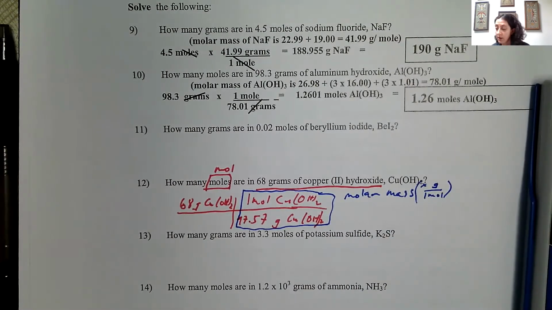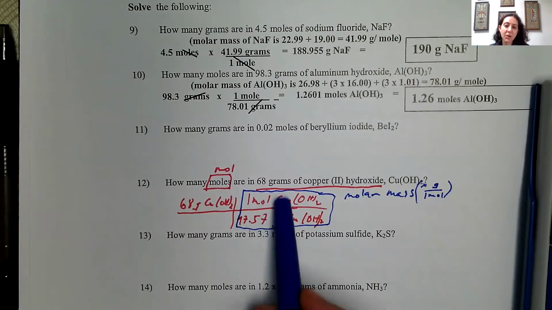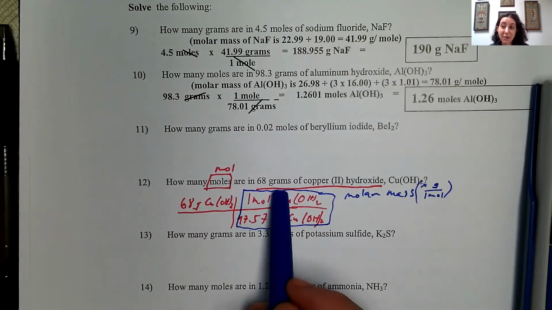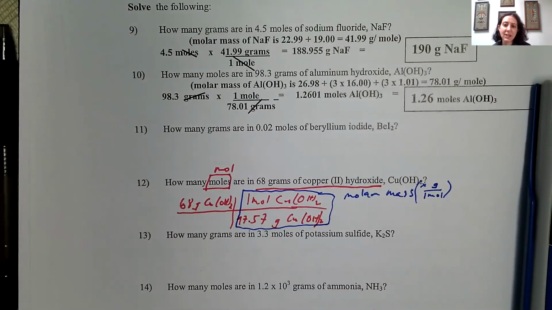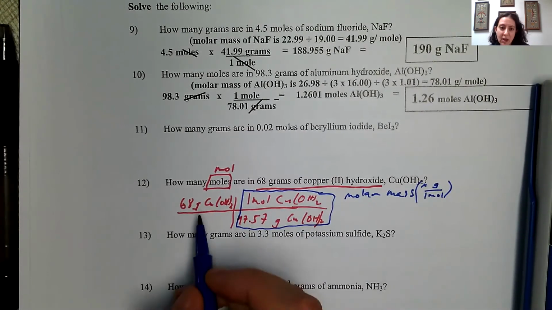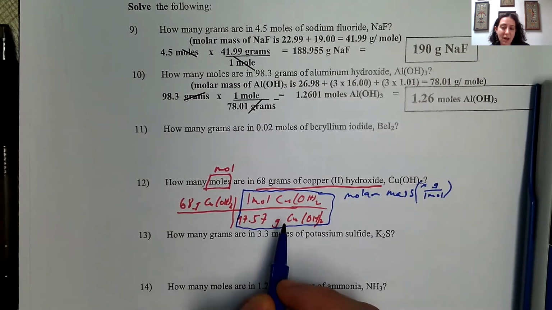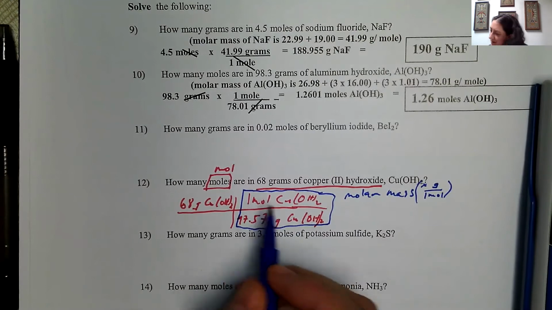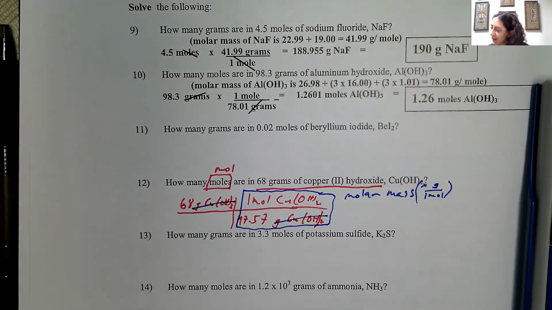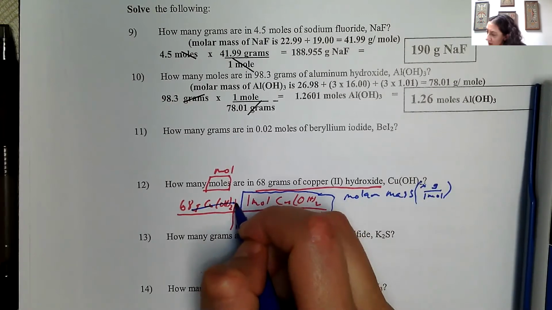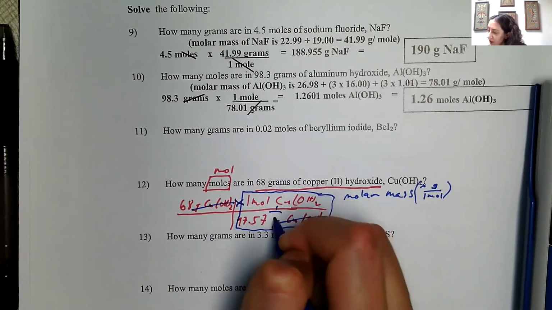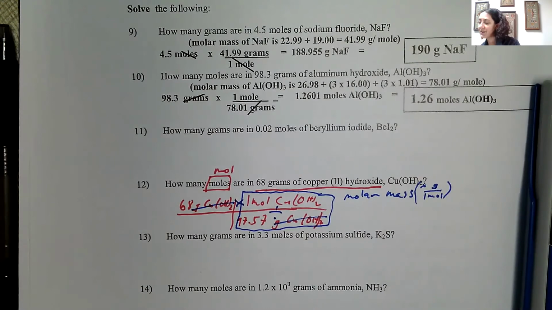Now, the reason that I put the grams on the bottom this time instead of the moles, I flipped it upside down from how we normally see it, is because I need grams to cancel. So I've got grams of calcium hydroxide on top, and grams of copper hydroxide on the bottom. Those cancel. Now we just do some math. So we're going to multiply 68 times 1. Well, that's just going to be 1. And we're going to divide it by 97.57.